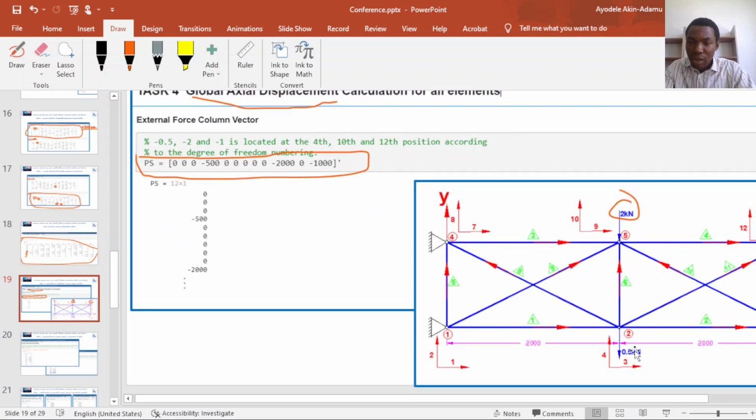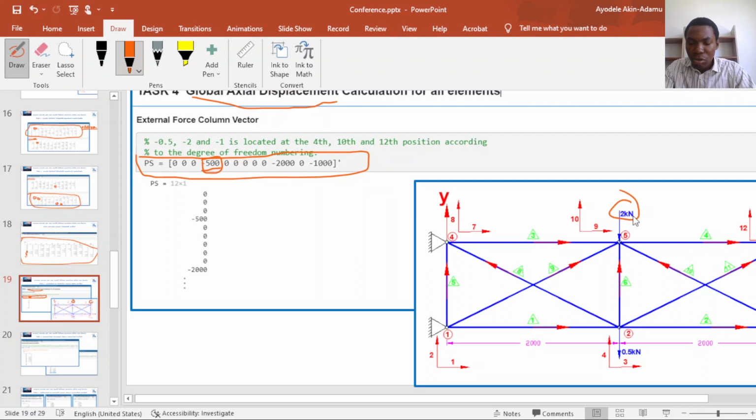The 500 Newton force, because it is at node 2 and it is pointing in the vertical direction, in the direction of degree of freedom 4, it means that we have to add the minus 500 Newton at position 4 of the force vector. That is why this is written here.